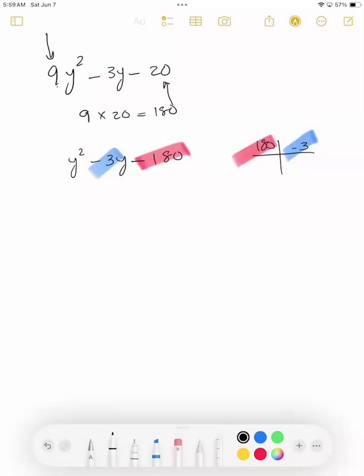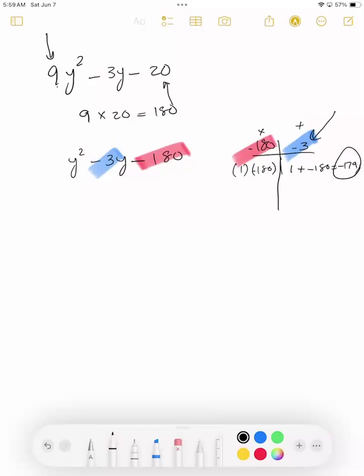So to get negative 180, if I go with 1 and 180, 1 times negative 180 is negative 180. But look, when I add them, the difference is massive. So the two numbers must be close to each other because I want to add and get negative 3. If the two factors are 1 and 180, they're too far apart from each other. So when you add or subtract them, you get a huge number. So the two numbers should be closer.